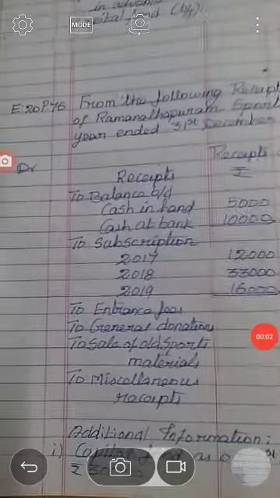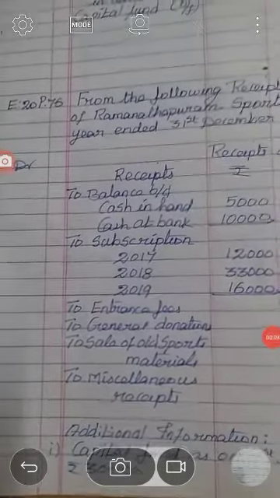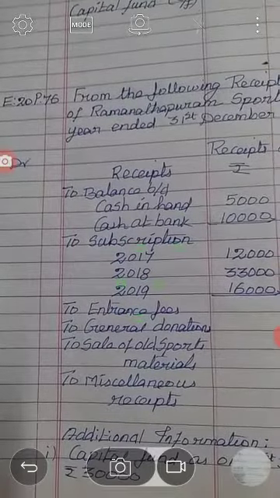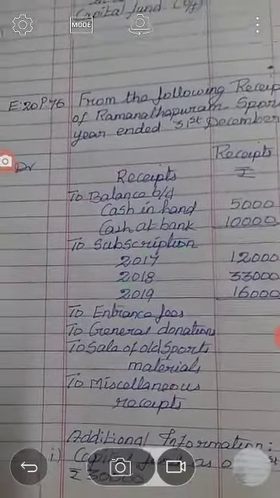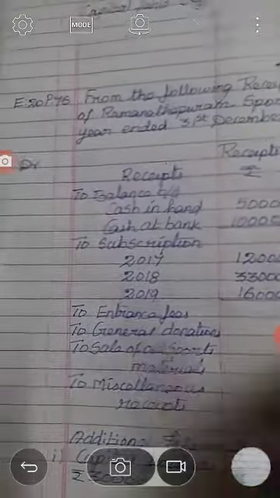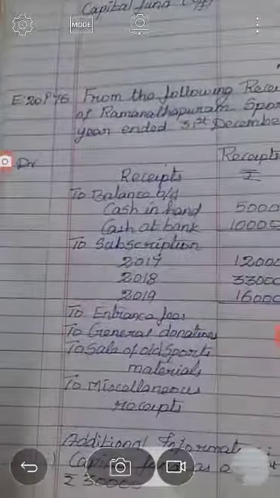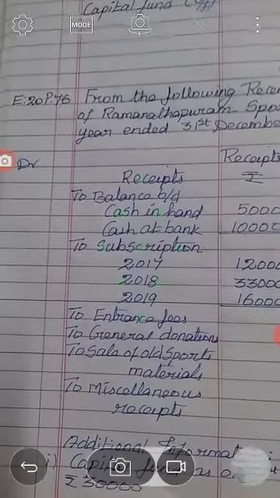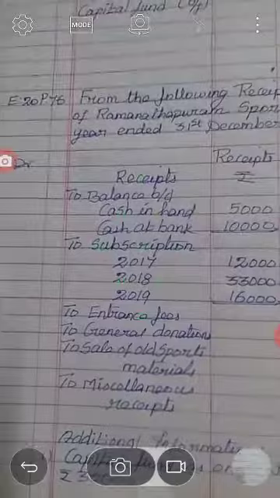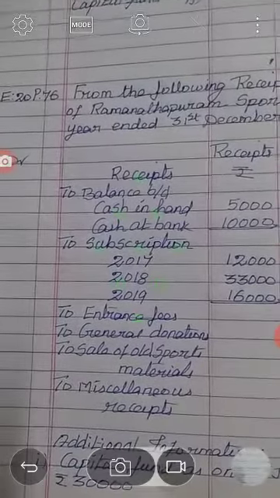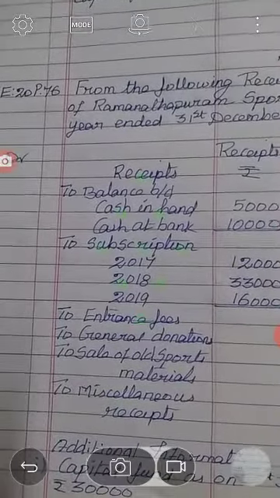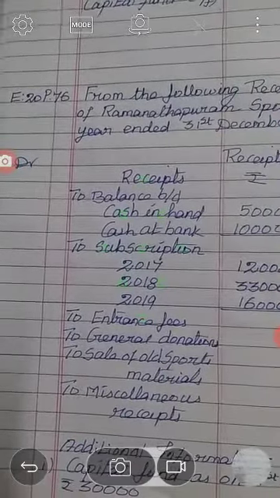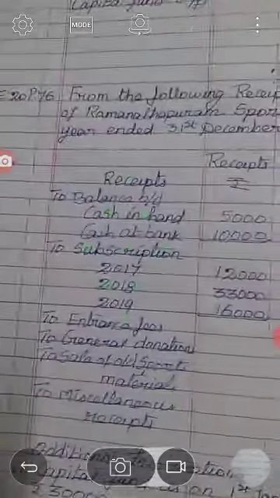Good morning, students. In the previous class, we discussed the income and expenditure accounts, different items, that is subscription and some related to capital fund, etc. Today, we are going to discuss a full-fledged problem: how to prepare the income and expenditure account and balance sheet. Today we are going to discuss exercise number 20, page number 76.